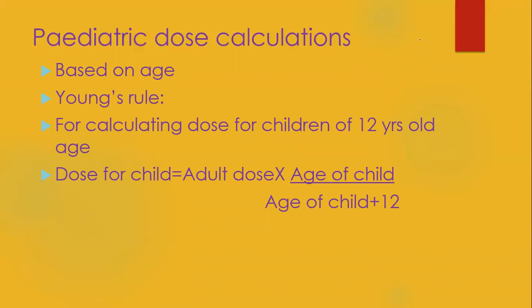By using Young's rule, dose for a child is equal to adult dose into age of child divided by age of child plus 12. Dose for child is equal to adult dose into age of child divided by age of child plus 12. So up to 12 years of age, we are using Young's rule.